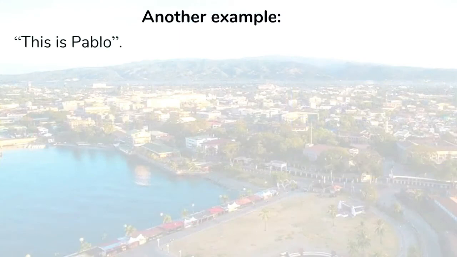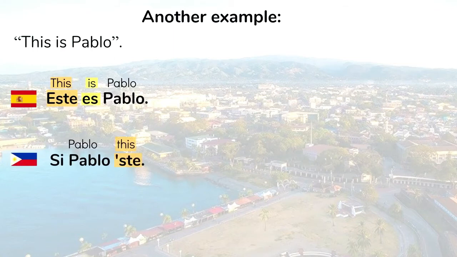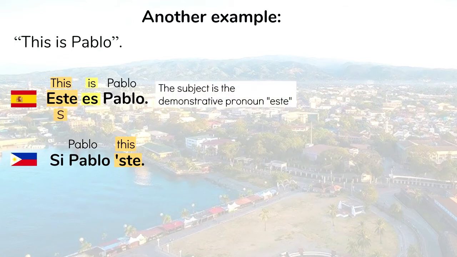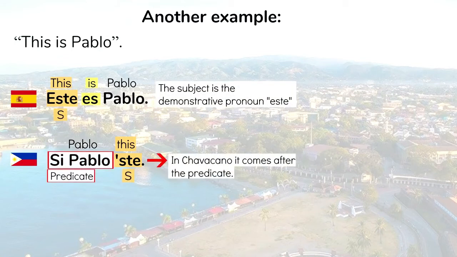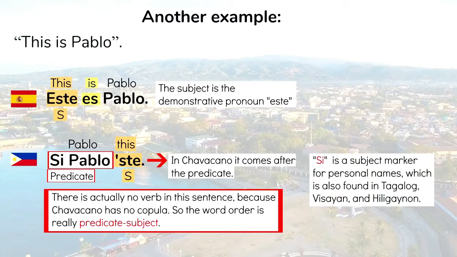Another example. Here's a sentence meaning, this is Pablo. In Spanish, Este es Pablo. And in Chavacano, Si Pablo este. Again, in Spanish, the subject comes first. It's the demonstrative pronoun este. In Chavacano, it comes after the predicate. And you can see that the pronoun is abbreviated, but it's not always so. There's actually no verb in this sentence because Chavacano has no copula. So the word order is really predicate-subject. The word si is a subject marker for personal names, which is also found in Tagalog, Visayan, and Hiligaynon.